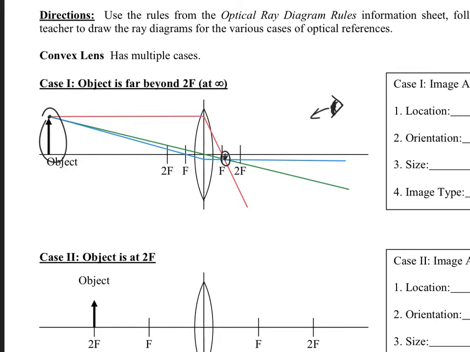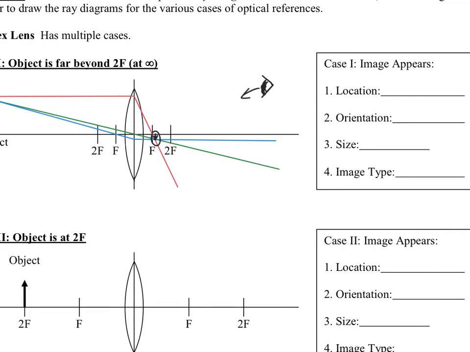So, how does the location and everything work for this? We'll talk about orientation and size first, because those are easiest. The orientation is inverted. The size is smaller than the object. The location is on the opposite side of the object, which is on the same side that you're looking at it from. So if that's the case, this is going to be a real image. If it's on the opposite side of the object, we say that is a real image. So it's kind of like the opposite of a mirror in that sense.